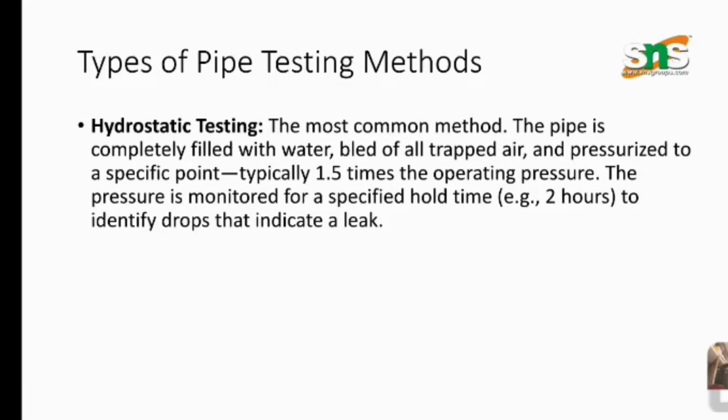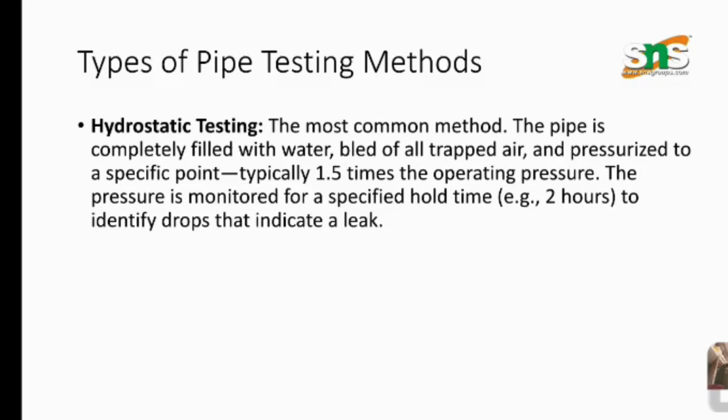Types of pipe testing methods. Hydrostatic testing is a common method: the pipe is completely filled with water, bled of air and all trapped air, and pressurized to a specific point, typically 1.5 times the operating pressure. The pressure is monitored for a specific hold time, for example 2 hours, to identify drops that indicate a leak.